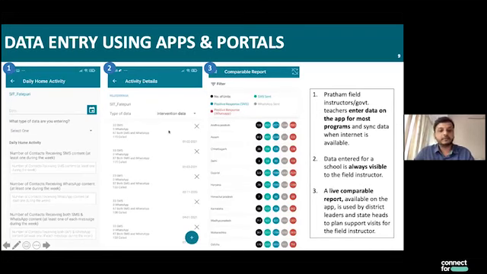But even if you're a new NGO starting out, there are very many free tools that you could use, like SurveyCTO and Google Forms. But ensuring that data entry happens as soon as it is collected on pen and paper is quite important. Next, what we see also is a live comparable report on this dashboard.